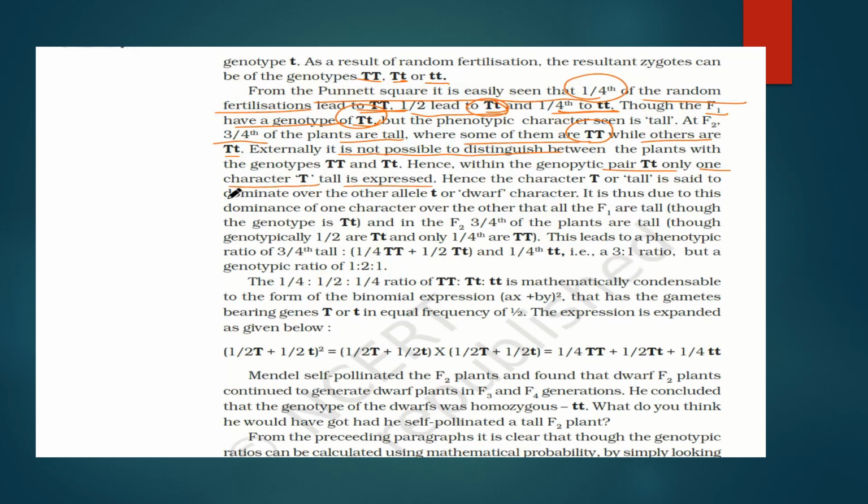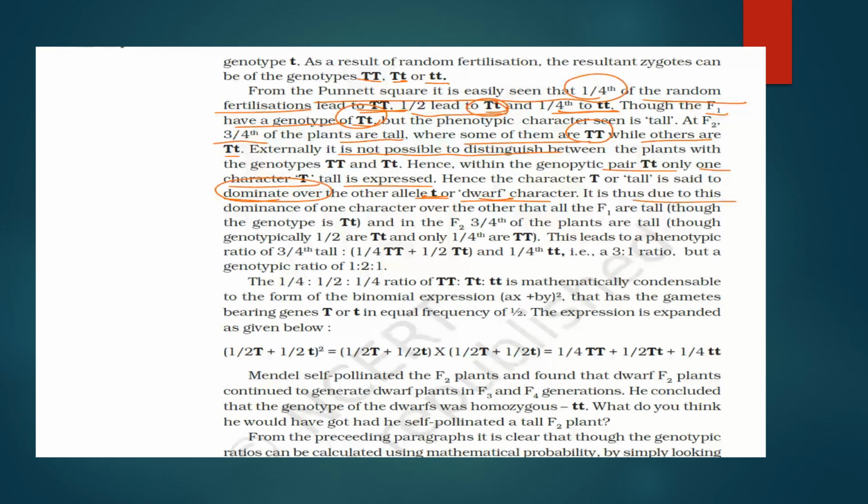That is, we can say it is dominating over the allele t, or the dwarf character. So, small t is the dwarf character, or the recessive character, and the capital T is the dominating character, that is the tall character. So, it is clear to all of you, right?